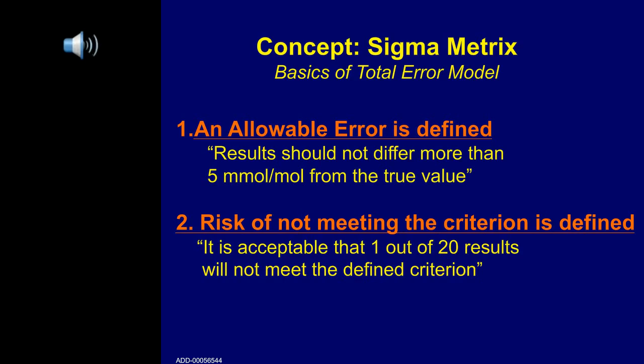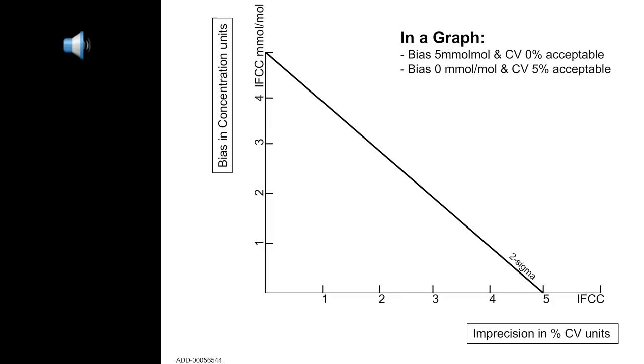And as task force, we set a default value of 5 millimole per mole. Or you say, I want to be sure that the result I report from my laboratory is not different more than 5 millimole per mole from the true value. And the second thing that is defined, that's the risk of not meeting the criterion. And we said, as IFCC Task Force, it is acceptable that 1 out of 20 results doesn't meet the defined criterion. I want to stress that these are default settings. We are an international organization and can't say to all organizations at a national level, you must do it. It's up to local authorities to adopt these default settings or to set more or less stringent criteria. But the model can be used, irrespective of the criteria.